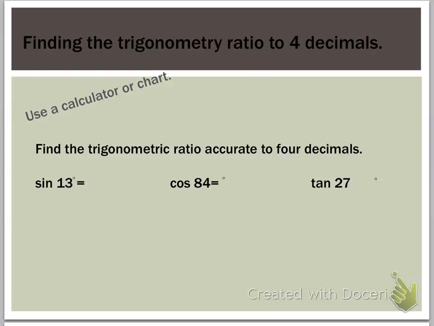Okay, so when I do these, I'm going to type in the sine button and then 13, and it gives me 0.2250. The reason we picked the 4 is so that we can do 4 decimal places. Then I type in cosine of 84, I press enter, that gets me 0.1045. I can press tangent and press in 27 to get 0.5095.